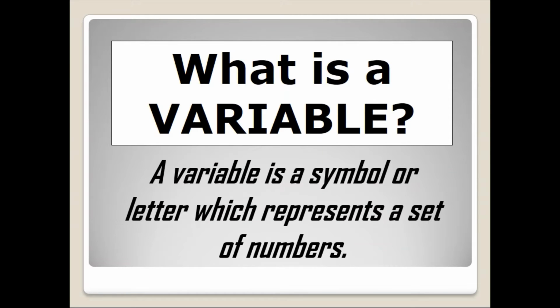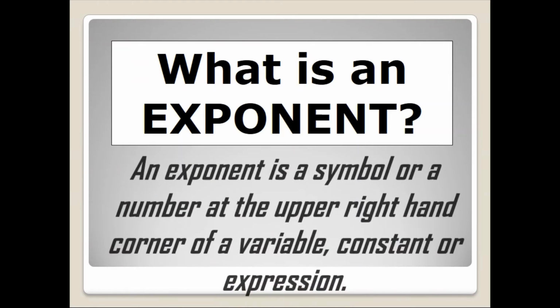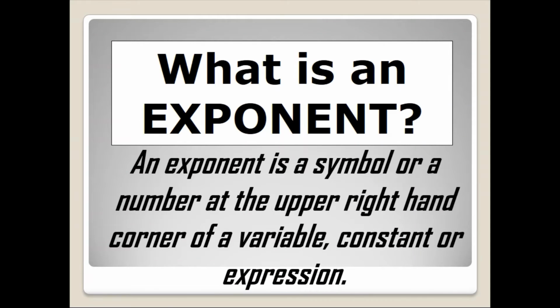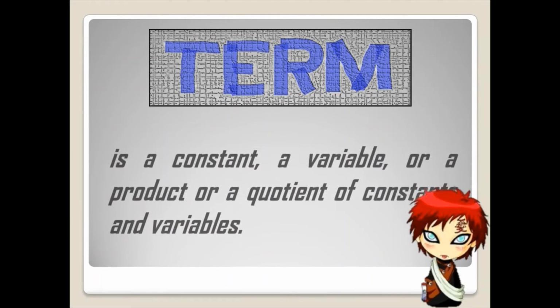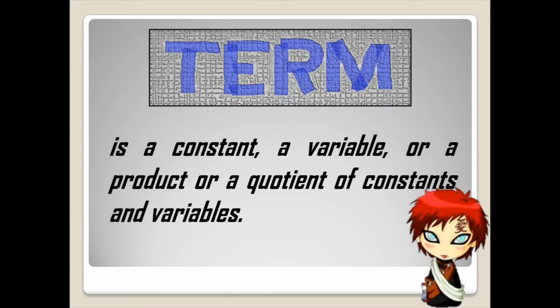Now to repeat, a constant is a number that has a fixed value. A variable is a symbol or letter which represents a set of numbers, while an exponent is a symbol on the upper right-hand corner of a variable or constant. Let us move on to another concept in algebra which is known as the term. A term is a constant, a variable, or a product or a quotient of constants and variables. May I just emphasize the difference between a term and an algebraic expression. Previously, when we say an algebraic expression, we can relate using the 4 operations. But in a term, we can only use 2 operations, namely multiplication and division.